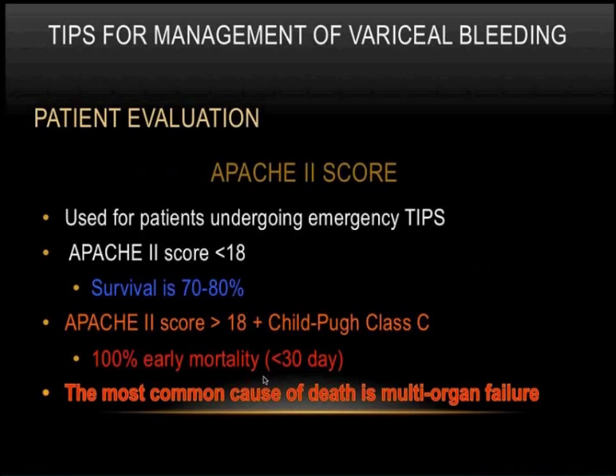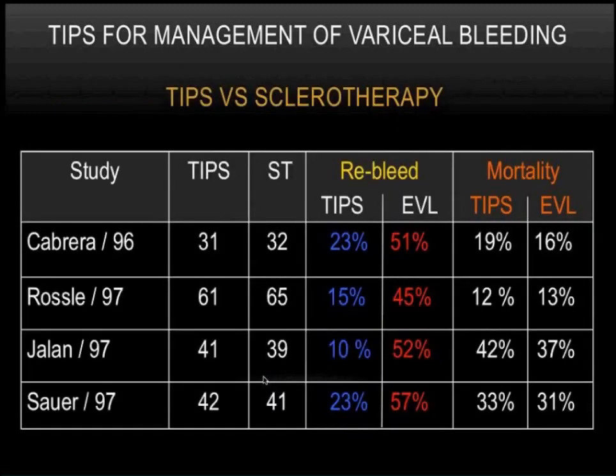It's another score. Some people use it, some people don't. They say that the APACHE score is for a patient who has to go to emergency care, a patient with acute variceal bleeding, massive bleeding, whatever. And again, 18 is kind of the number. For a patient with an APACHE score of more than 18, with Child C, the mortality is 100% in 30 days. Actually, the most common cause is multi-organ failure. So this is a picture of a TIPS.